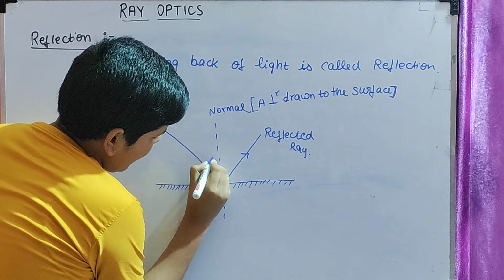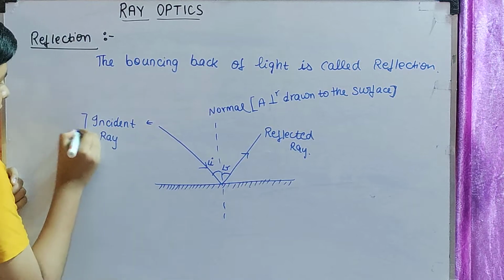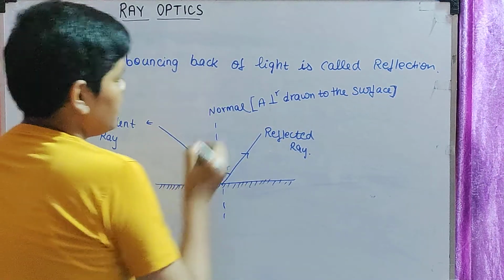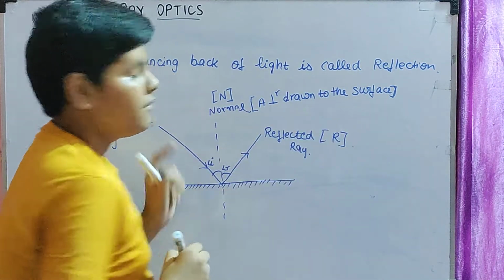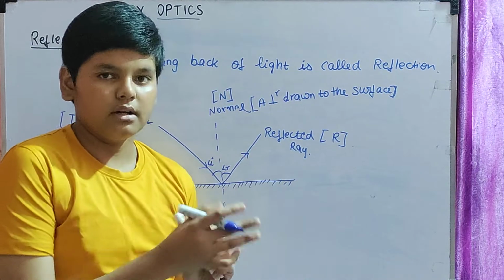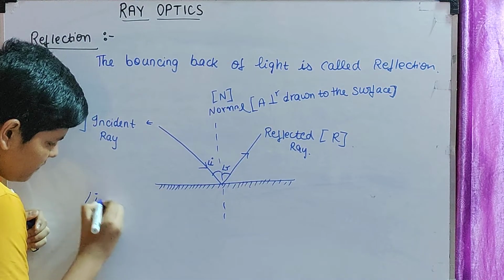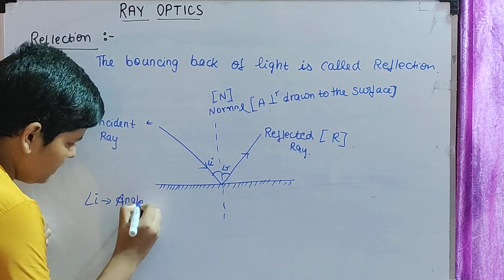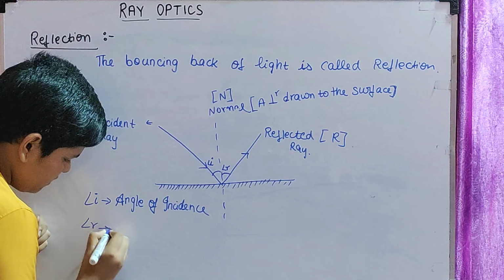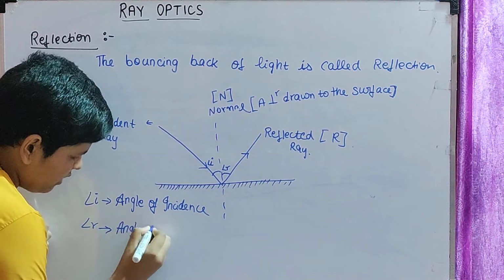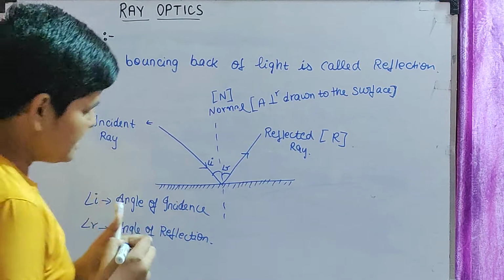This angle is called angle small i, this angle is called angle small r. The incident ray is represented by I, the normal is represented by N, and the reflected ray is represented by R. One confusion: reflected ray and refracted ray are both denoted by R. So here this is the angle of incidence, and this is the angle of reflection. Angle of incidence and angle of reflection.